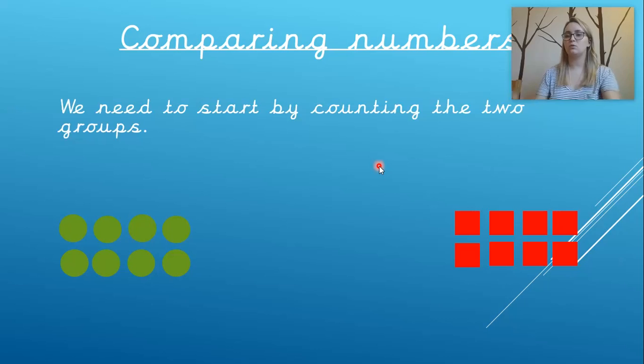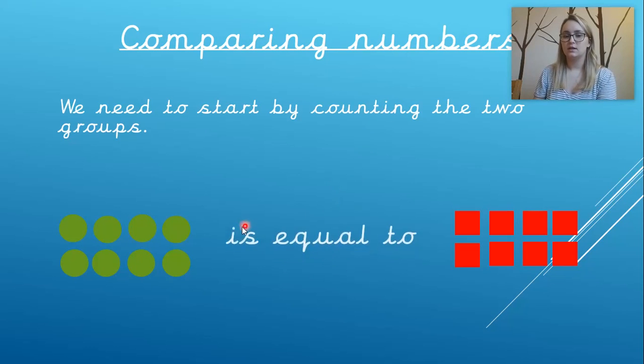Now remember, equal, when we do our maths, it means that it is the same, isn't it? So is 8 equal to 8? Is 8 the same as 8? Yes, 8 is the same as 8. So 8 is equal to 8, because they are the same. There's the same amount of circles and squares on each side.